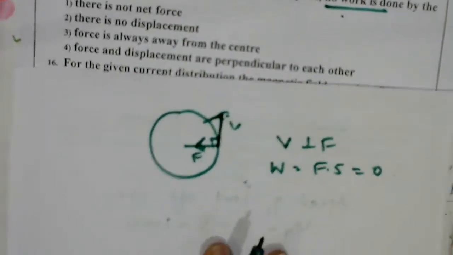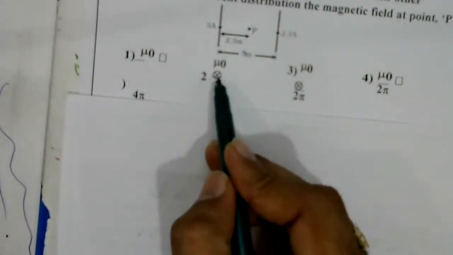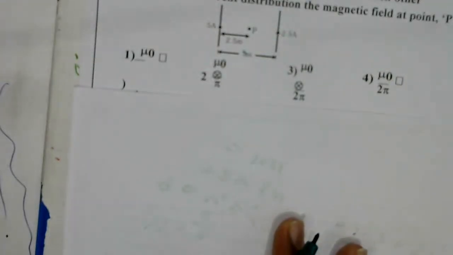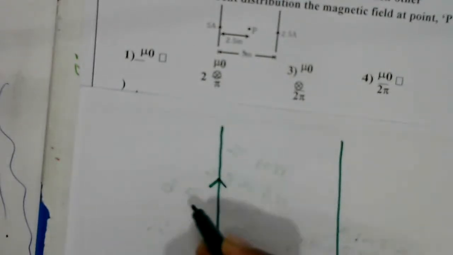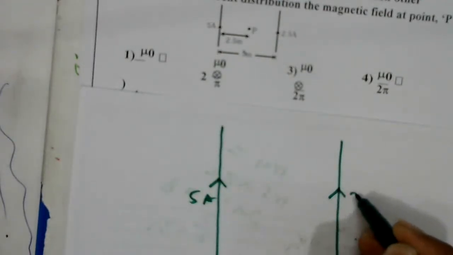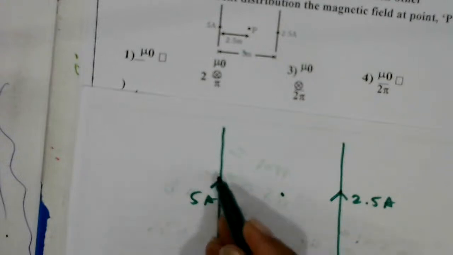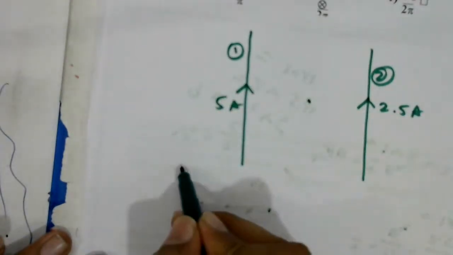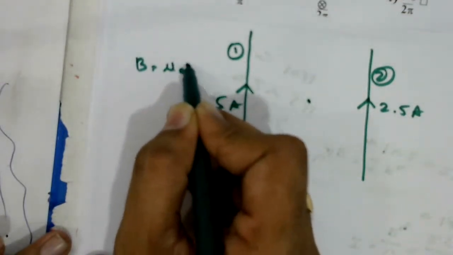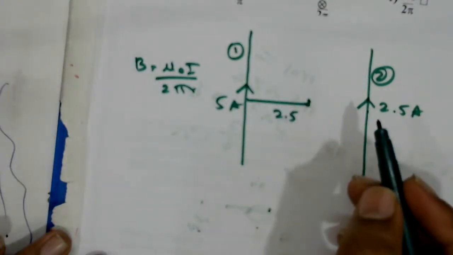Next one. See this one. Here the options have just a printing mistake, but in that online test it is correct only. For a given distribution, these are two conductors. Current 5 ampere is flowing in this conductor, 2.5 ampere current is flowing in this conductor. Exactly in the middle we are going to find the magnetic field. Magnetic field due to the first conductor and magnetic field due to the second conductor I am going to find here. We know the formula B is equal to mu naught I upon 2 pi r. Distance from here to here 2.5, distance from here to here also 2.5.